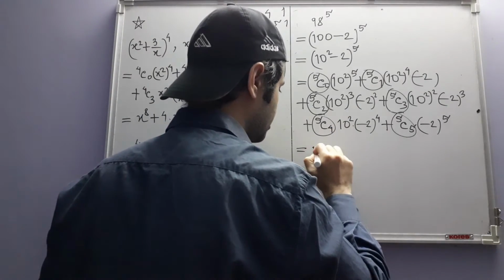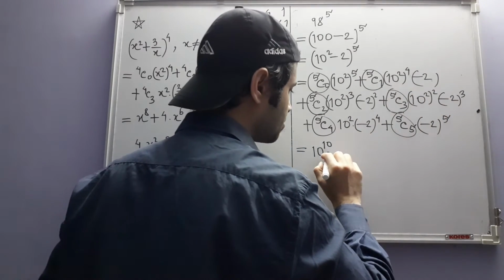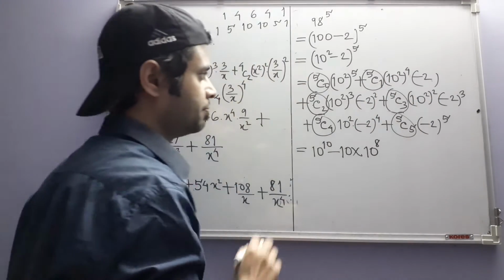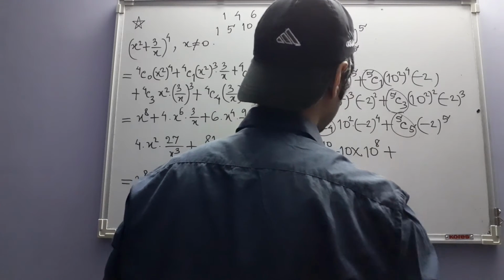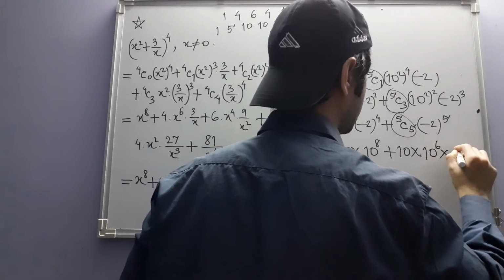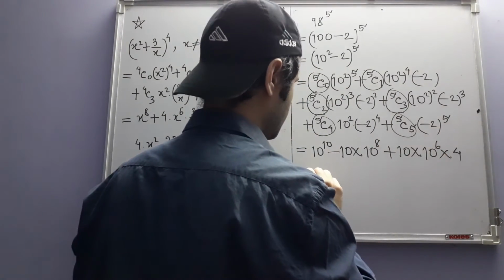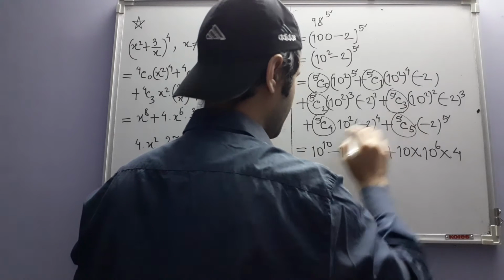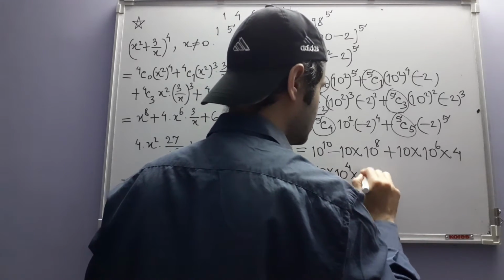So the first term becomes 10 to the power 10, plus this is 5. Okay. Now 5 times minus 2 is minus 10 times 10 to the power 8. Minus 2 square is 4 and 5C2 is 10. So plus 10 times 10 to the power 6 times 4. 5C3 is also 10. But we have a minus sign and an odd exponent, so minus 10 times 10 to the power 4 times 2 cube is 8.